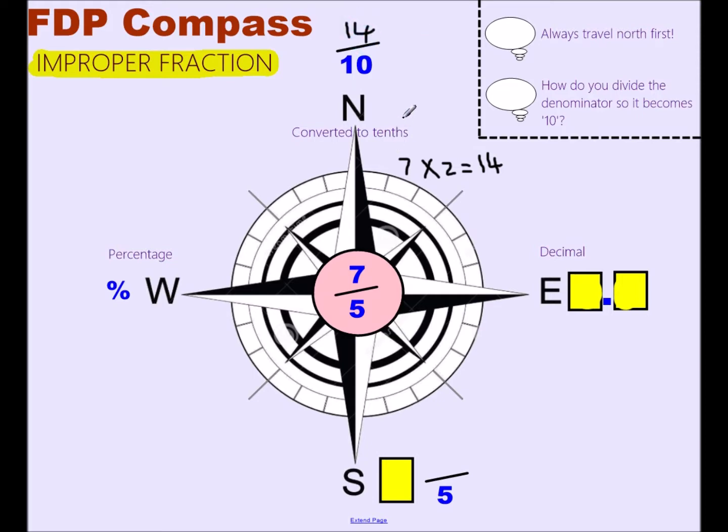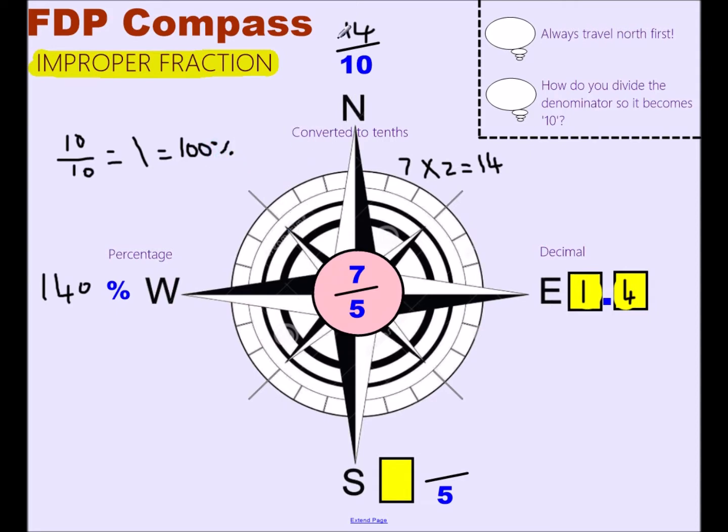Now we've got to be a little bit more careful when converting top-heavy fractions to decimals. 14/10ths is the same as 1.4, and 14/10ths is the same as 140%. Remember that 10 over 10 is the same as 1 whole, which is the same as 100%. So we've travelled north, we've travelled east, and we've travelled west.